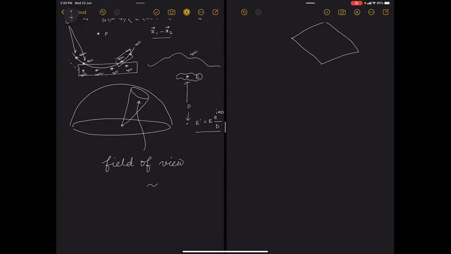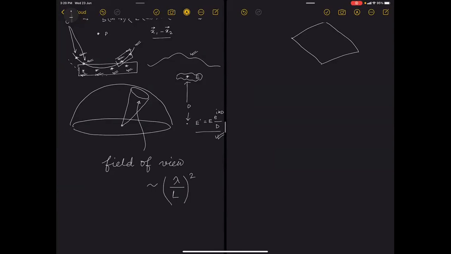Effective area. Effective area, right? So if I call the antenna diameter to be, what should I use? L. Okay, I am not using capital D for a reason. You can see that I have already used it up. So the field of view is about this.